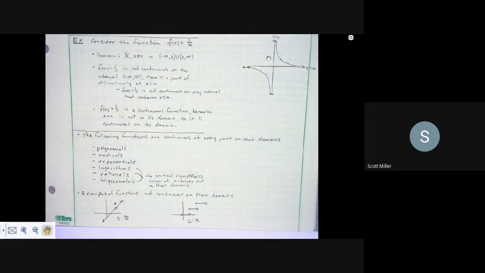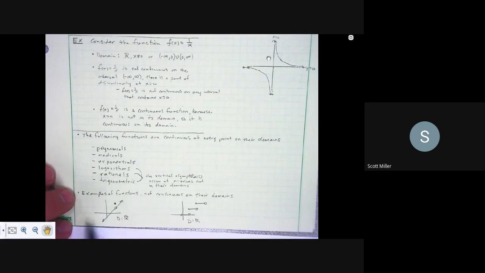Polynomials, radicals, exponentials, logs, rationals, and trigonometric functions have vertical asymptotes, maybe sometimes more than one, that occur at x values not in their domains. So that's why these are all continuous functions on their domains. Here are some examples of functions not continuous on their domains.